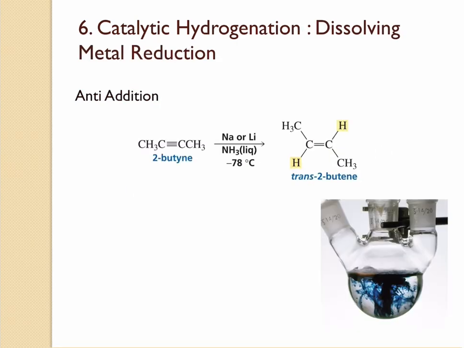When you want to convert an internal alkyne into a trans alkene, then you have to use either sodium or lithium in liquid ammonia. And in this case, the reaction is going to stop at the alkene stage because sodium or lithium is going to react more rapidly with triple bonds than it would react with double bonds. And this reaction is called a dissolving metal reduction reaction.